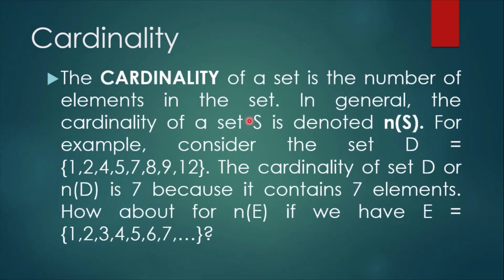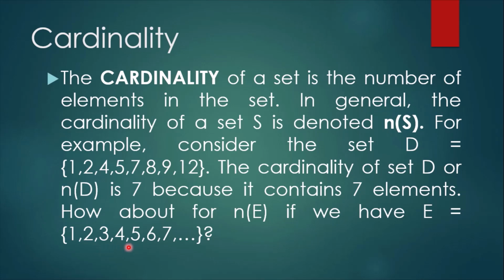Cardinality. So, the cardinality of a set is the number of elements in the set. It is denoted by this n of S. Then, yung letter na ginamit dun sa S, ito yung ilalagay natin. For example, consider the set D: 1, 2, 4, 5, 7, 8, 9, 12. So, we just have to count the number of elements in the set D to find the cardinality. And since meron tayong 7 elements in the given set, then the cardinality of that set, which is D, is 7.